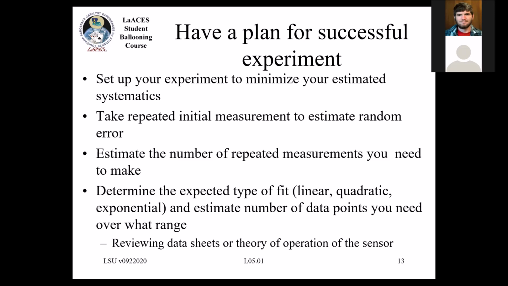Then you often want to take an initial set of repeated measurements and then either do a rough estimate of the standard deviation, or just look at how much they're spread, or actually calculate the standard deviation. And that will give you an idea of what is the size of the random error. And then you can compare that to what you have assessed as your systematic error, and you can get an idea of how many repeated measurements you need to make for each of the points you're going to average together.